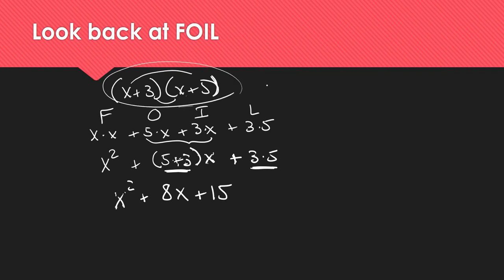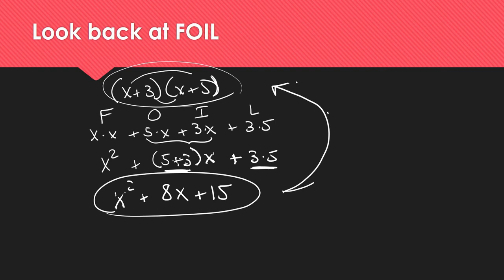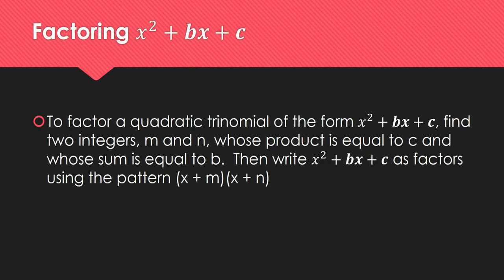So remember, multiplication means taking the two factors and creating a polynomial. In today's lesson, we're going to start with the polynomial and learn how to go back to the factors. But this clue, the fact that the middle term is the sum of 5 and 3 and the end term is the product of 5 and 3, is what's going to help us with our factoring. So take a minute, pause, and write this down, and then we'll talk about it.